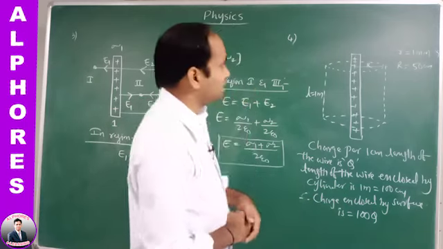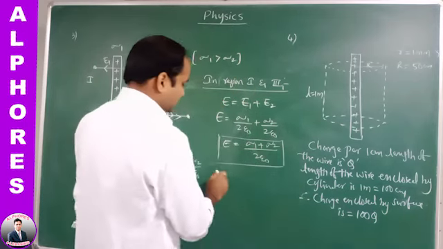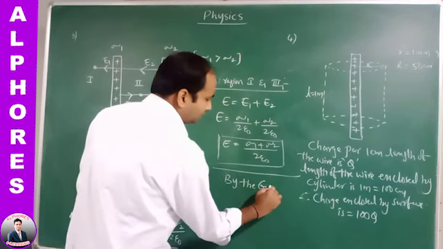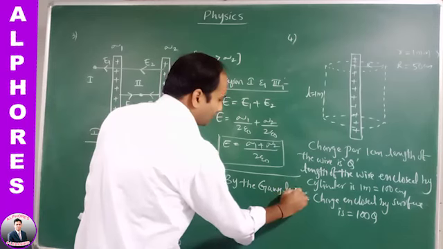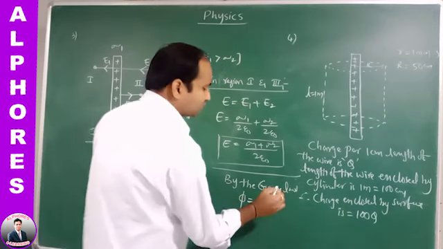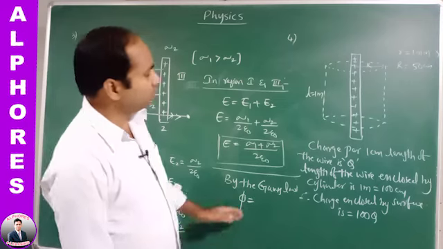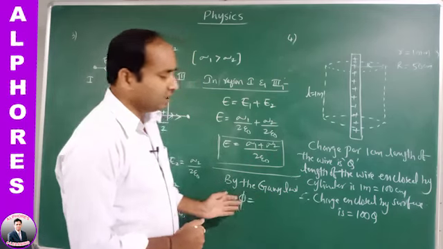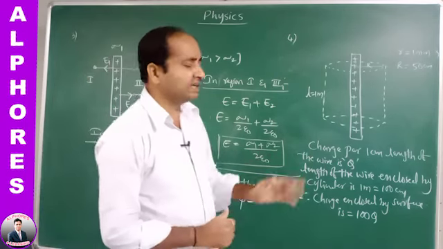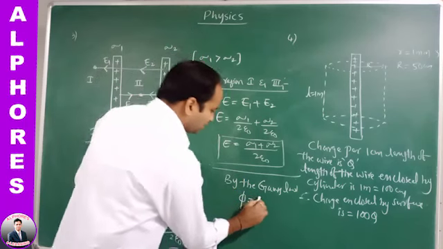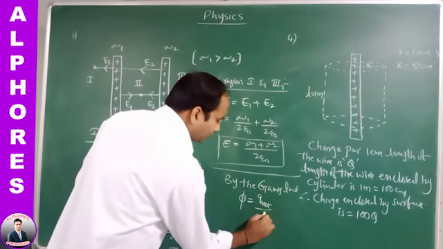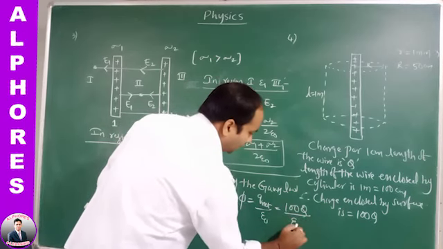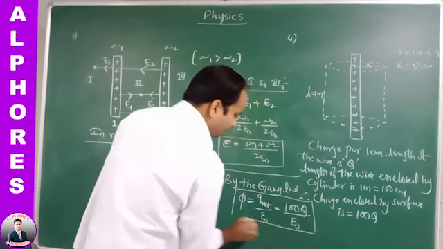Now, what is the Gauss law statement? By the Gauss law we may write like this. The total flux passing through any closed surface is equal to 1 by epsilon naught times the net charge enclosed by the surface. That is Q net by epsilon naught. What is the net charge here? We got 100 Q. So it is 100 Q by epsilon naught. This is the answer here.